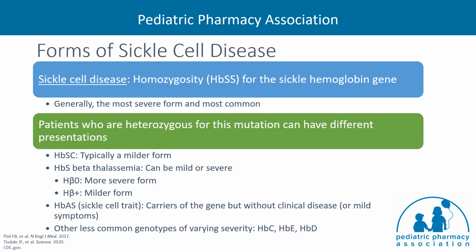And then hemoglobin AS, so that's going to be patients who have one normal hemoglobin gene and one sickle cell hemoglobin gene. Those are going to be our sickle cell trait patients. So they're carriers of the gene, but they do not have clinical disease. Other less common genotypes of varying severity will include hemoglobin C, E, and D.